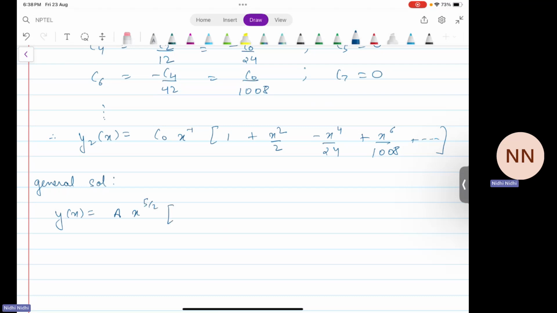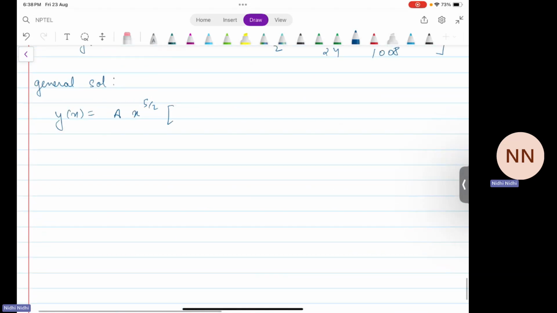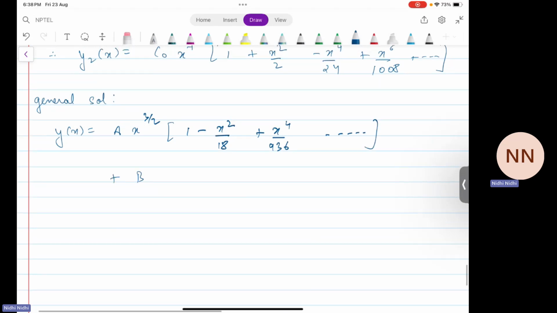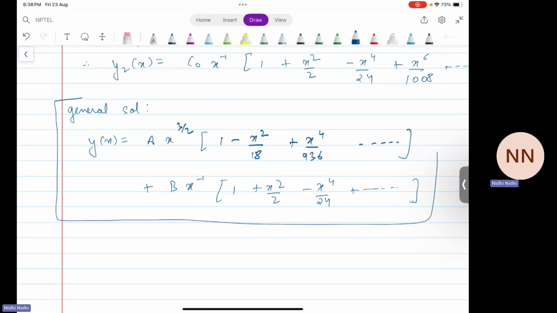What was the first solution? Not 5 by 2. r1 was 3 by 2. So y(x) is a times x to the power 3 by 2 times (1 minus x square by 18 plus x power 4 by 936, and so on), plus some other arbitrary constant b times y2(x), x power minus 1 times (1 plus x square by 2 minus x power 4 by 24 and so on). So this is our general solution. I hope all the steps were clear enough.